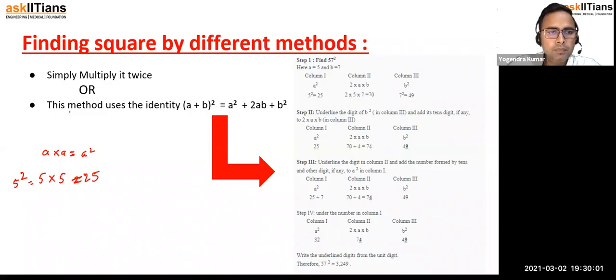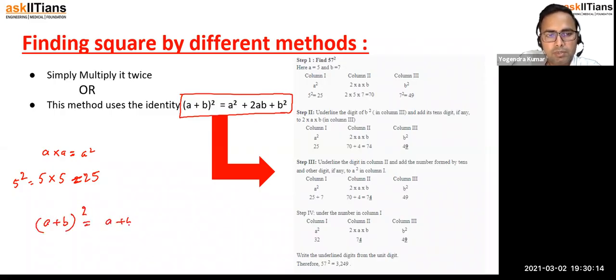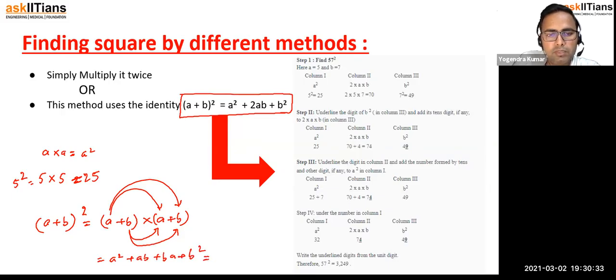Now what is another method? We can use this identity. Now how does this identity come? You might have this doubt. (a + b) whole square is (a + b) into (a + b). So you can just remember that a will be multiplied with both a and b, and b will also be multiplied with a and b here. So what are we getting? a square plus ab plus ba plus b square, which is nothing but a square plus 2ab plus b square, because ab and ba are the same.